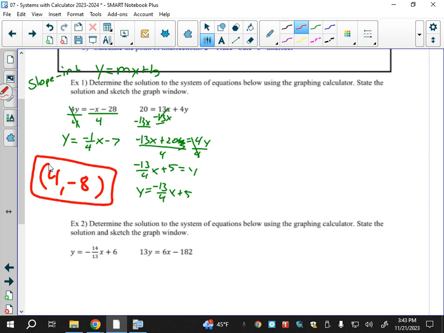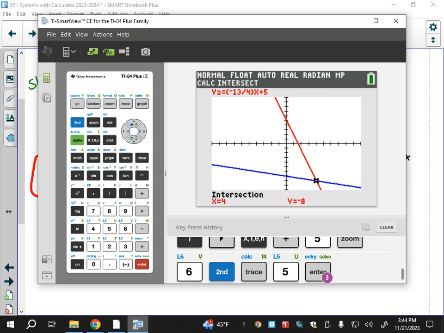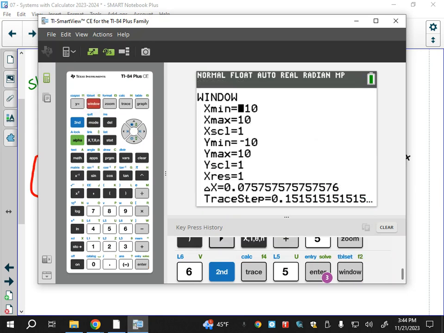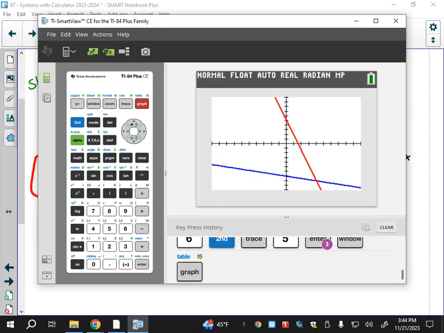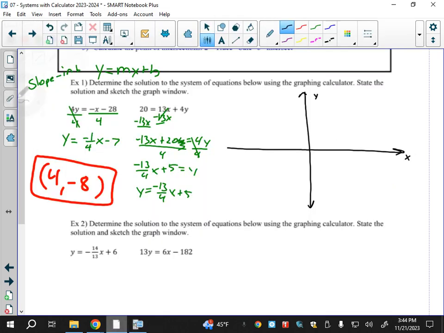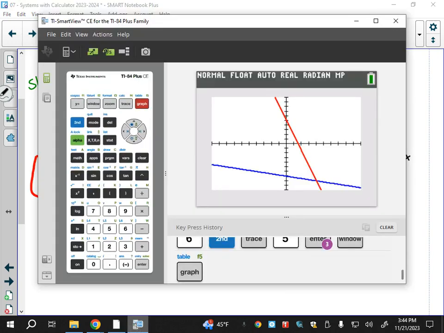The last thing we need to do is we need to support our work by sketching the window. So sketching a window, we're just going to draw what we see on our calculator window. So we're going to make our y-axis, our x-axis, and put the dimensions of our window. The standard window, zoom 6, is always negative 10 by 10, negative 10 by 10. Okay, so I'm going to label my window with that. Negative 10 to positive 10 in our x's, negative 10 to positive 10 in our y's, and then I'm just going to sketch what I see on the window.